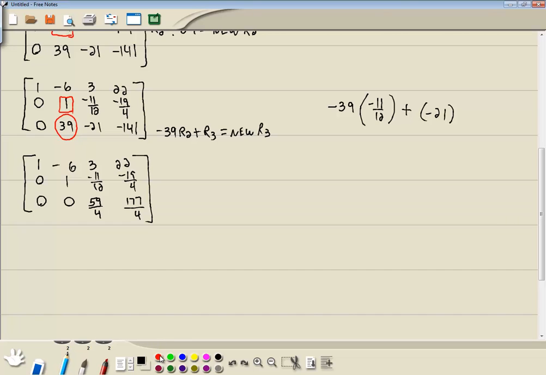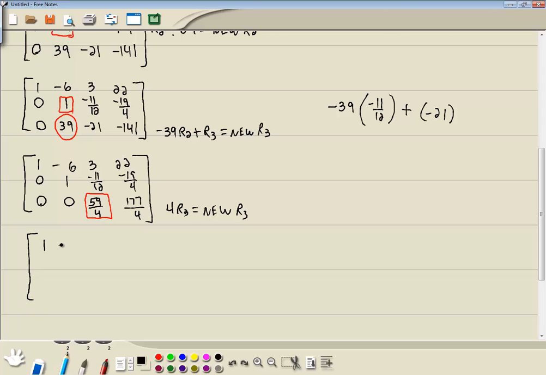Okay. Now, again, we're working our way down the diagonal. Got a 1 here, 1 here. Now I want to get a 1 here. Well, I could divide everything by 59/4, which wouldn't be too bad on the calculator, but first I'm going to multiply everything by 4 to get rid of the fractions. So I'll take 4 times row 3, and that's going to give me my new row 3.